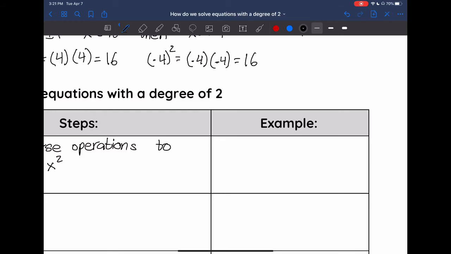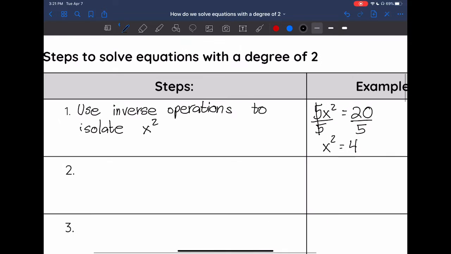Let's look at it in our example. If I have 5x squared is equal to 20, I have 5 multiplied by x squared. So to get x squared alone, I need to do the inverse of multiplication, which is division. So we'll divide both sides by 5. These 5s cancel, and I end up with x squared is equal to 20 divided by 5, which is equal to 4. Our second step, once I have x squared alone, is to take the square root of both sides.